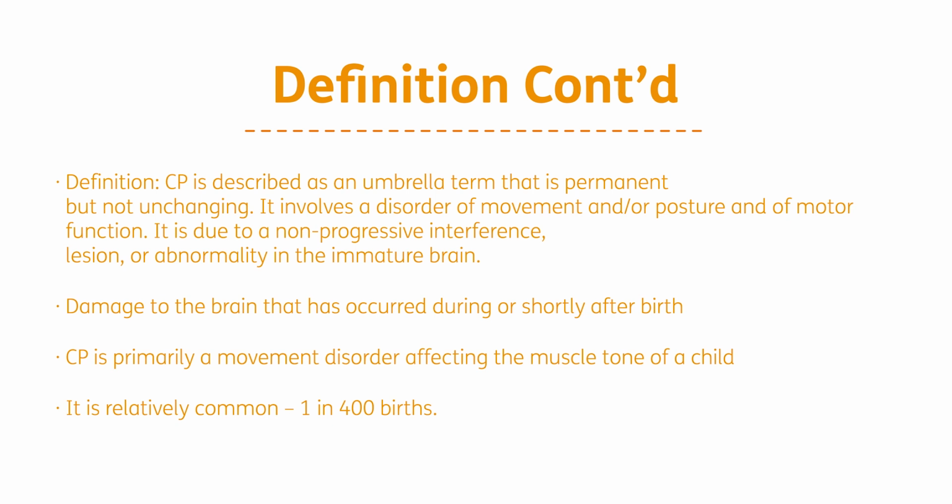It involves a disorder of movement and or posture of motor function. So all children with cerebral palsy have a difficulty with their motor function. It's due to non-progressive interference, lesion or abnormality in the immature brain. So that damage in the brain occurs either during pregnancy or very shortly after. CP is primarily a movement disorder affecting muscle tone of a child. So we'll talk about what muscle tone is in a bit, but all children with CP will have a movement disorder of some sort. As conditions go, it's one of the more common. It's 1 in 400 live births internationally.